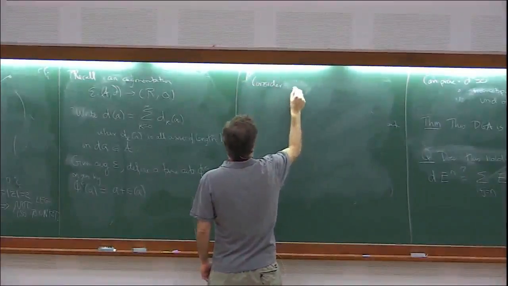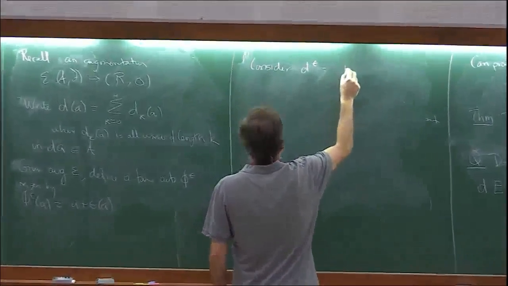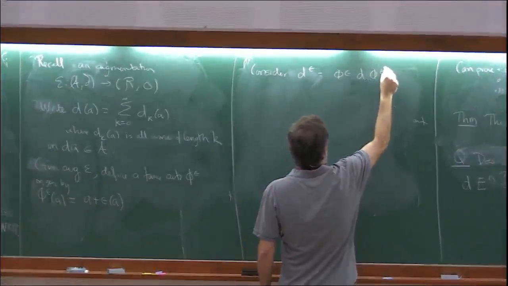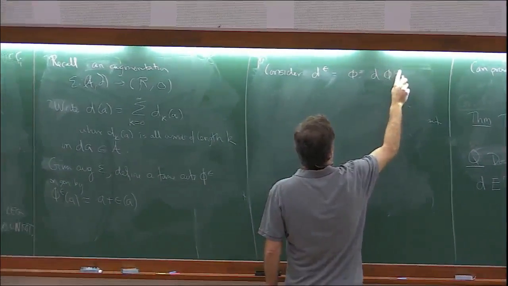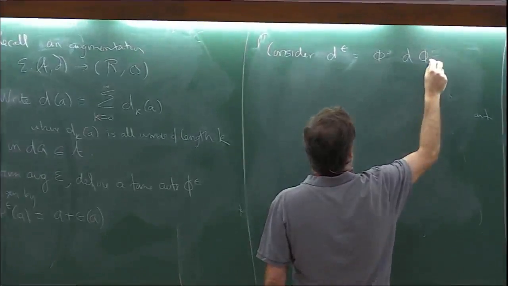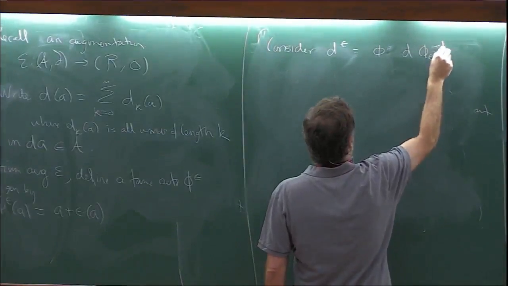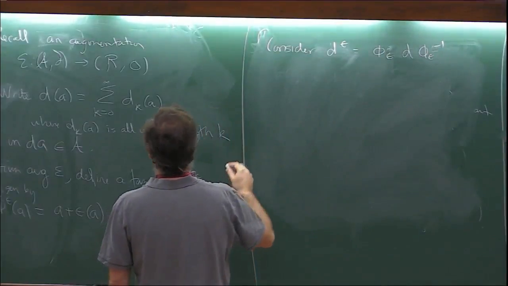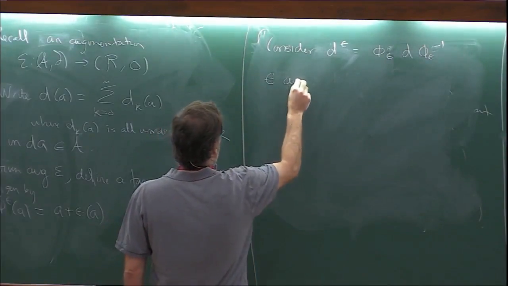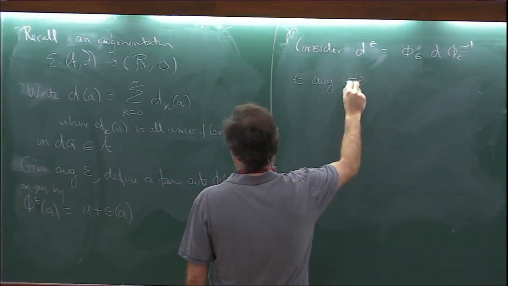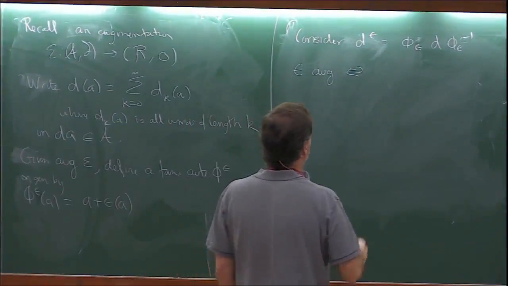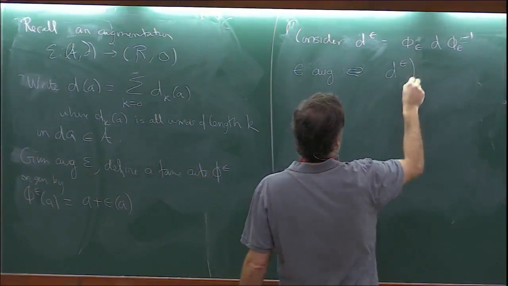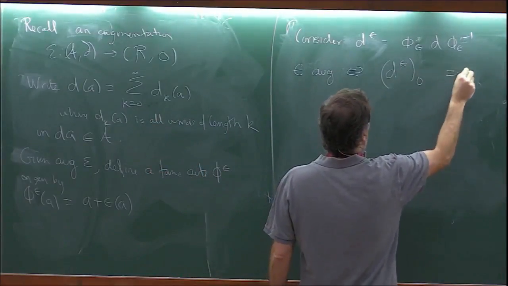Well, consider the differential d epsilon, which is phi epsilon d phi epsilon inverse. Maybe it's the other way around. Yeah. Okay. Then I claim that epsilon is an augmentation if and only if the 0th word, when you write this out, is 0.